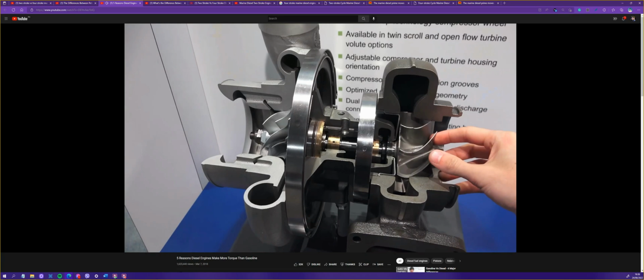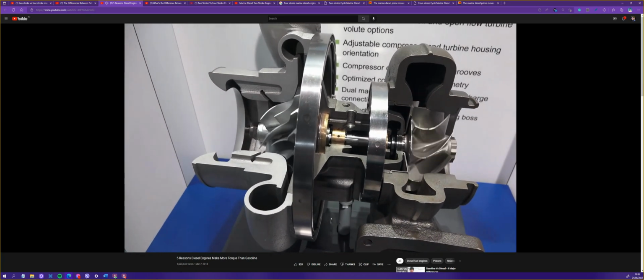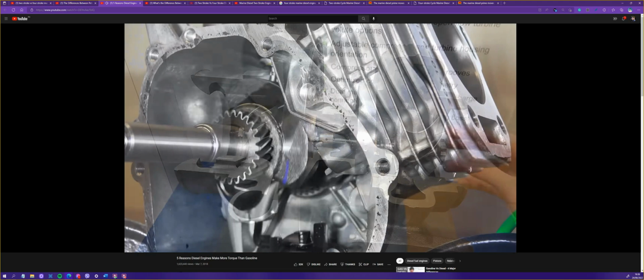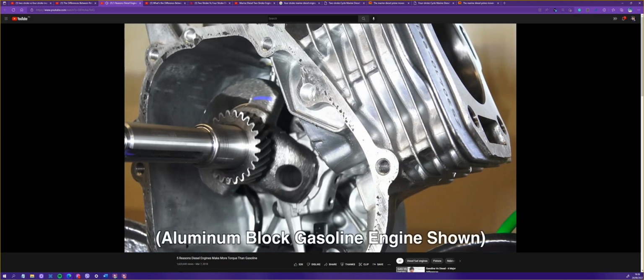Moving on to number 4, diesel engines tend to be turbocharged and they tend to be built for turbochargers. So they are using heavier components: iron blocks, heavy duty pistons, connecting rods, crankshafts.